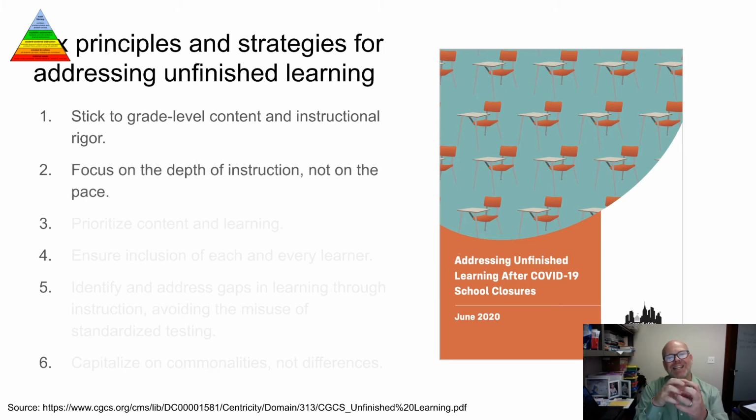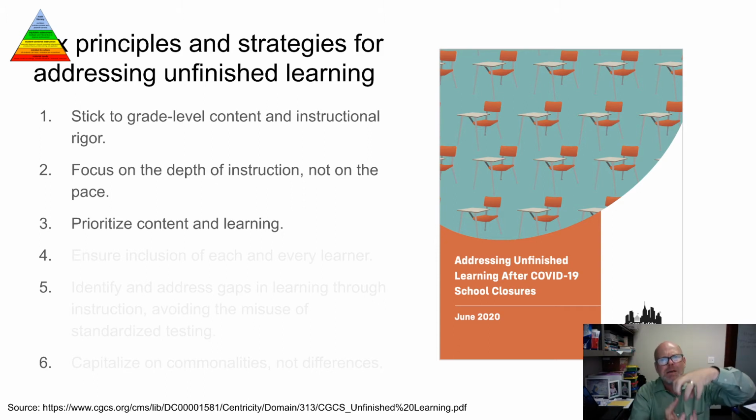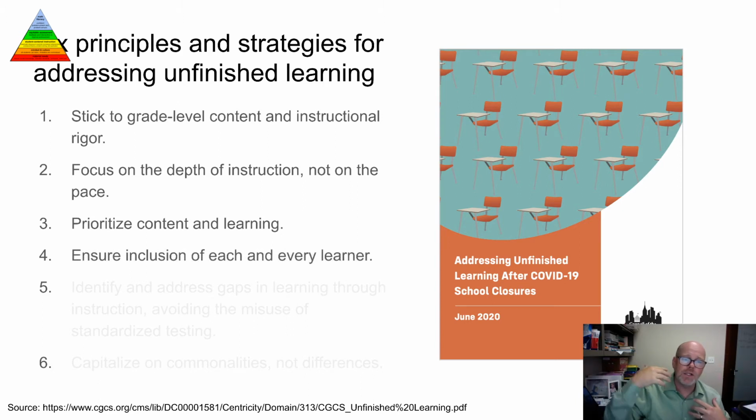We're going to go in depth of instruction rather than pace, rather than trying to cover all the content. No, no, no. We're going to focus on depth of instruction, which means, number 3, we're going to have to prioritize our content. We're not going to be able to cover everything. It's going to go slower than normal. So we're going to prioritize our content so that we can teach it deeply rather than just covering everything superficially. Number 4, we're going to try to include inclusion.